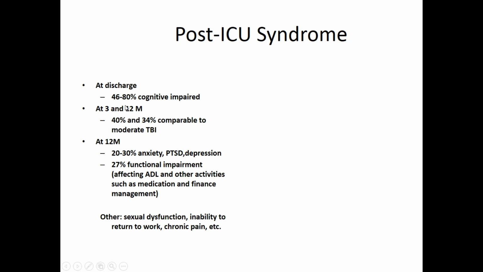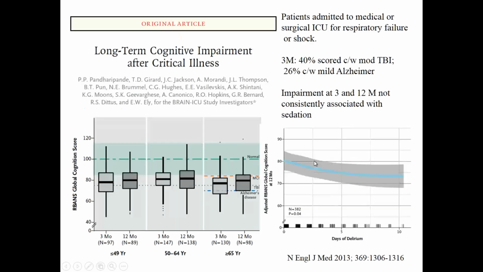Post-ICU syndrome is common. 40 to 80% of patients at discharge will be cognitively impaired. At 3 to 12 months, many of them will have cognitive impairment that's comparable to somebody with traumatic brain injury. At 12 months, many patients will still report higher rates of anxiety, PTSD, depression, and functional impairments, in addition to many other symptoms from sexual impairment to inability to return to work and chronic pain and so forth.